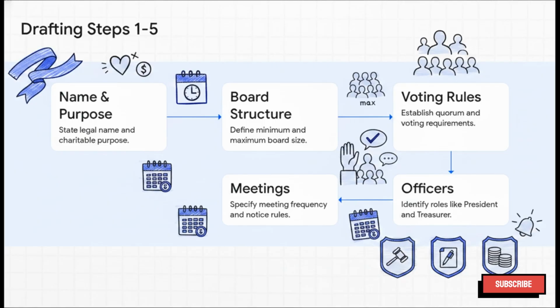Step 2 is board structure. You just need to decide the minimum and maximum number of people on your board and how long you're going to serve. Step 3, voting rules. This is where you define your quorum.